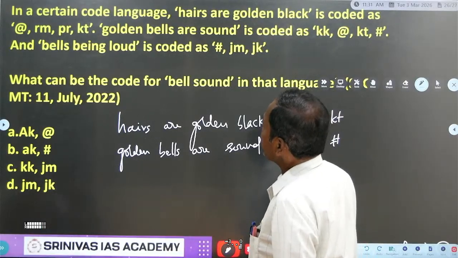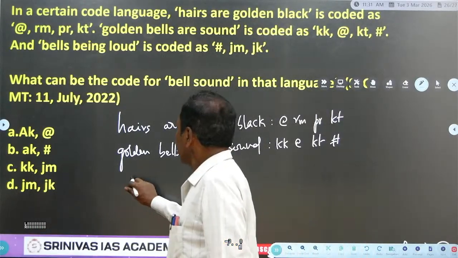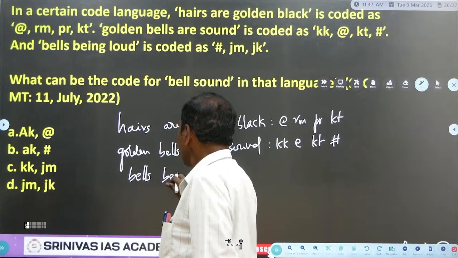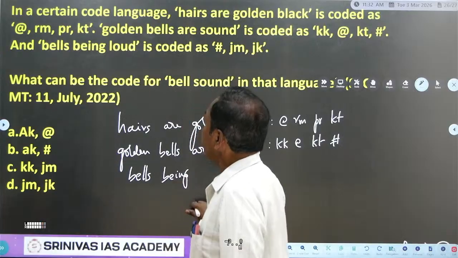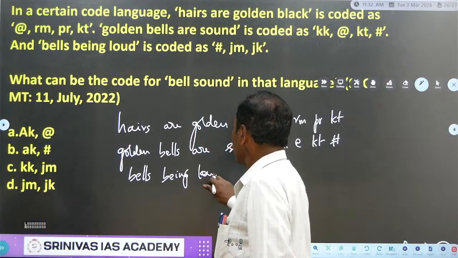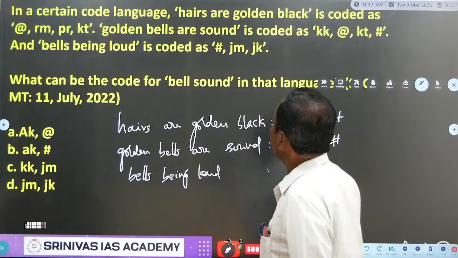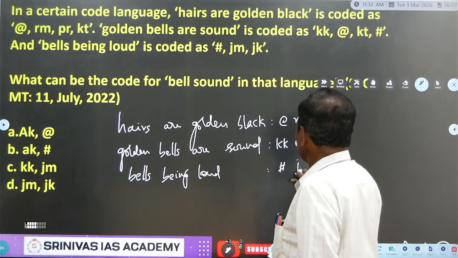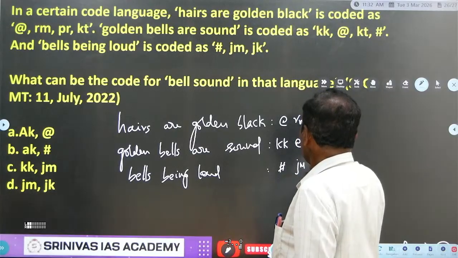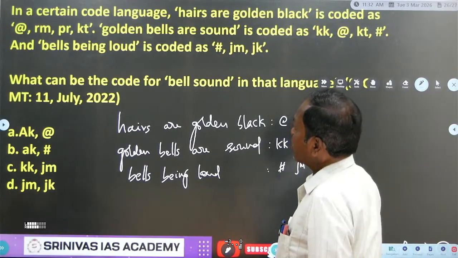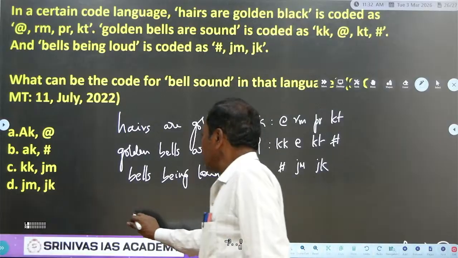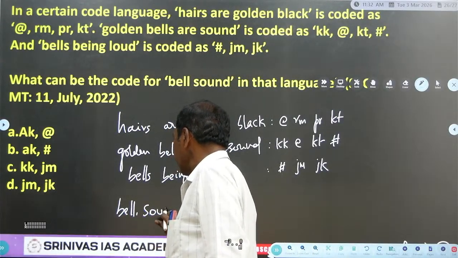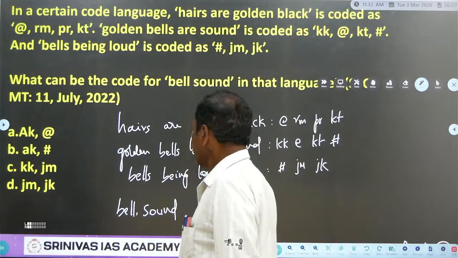And bells being loud is coded as ASH JM JX. What can be the code for bell sound? Bell and sound. Right. See now.